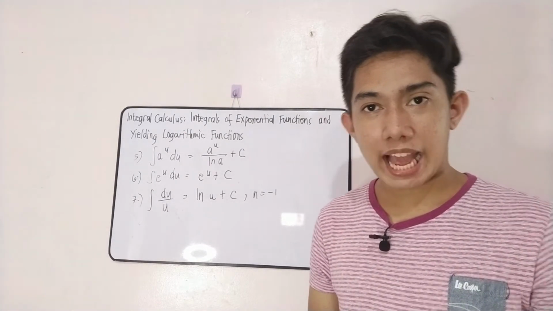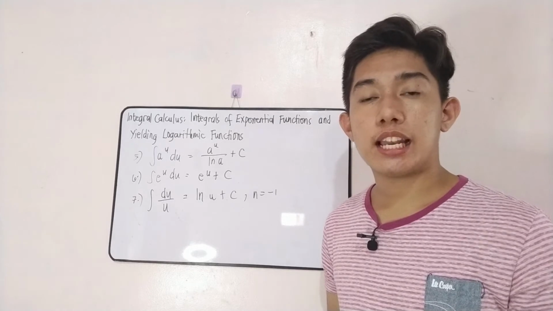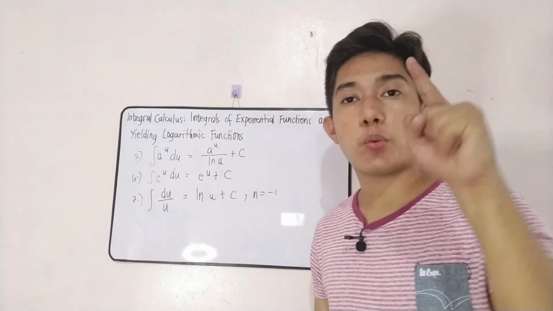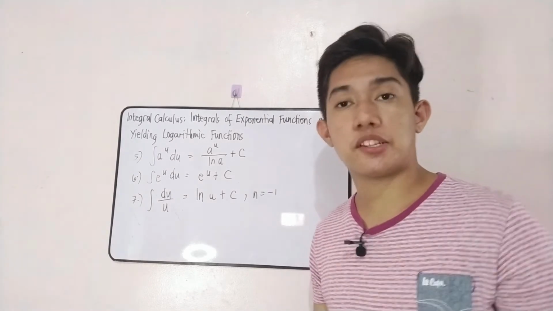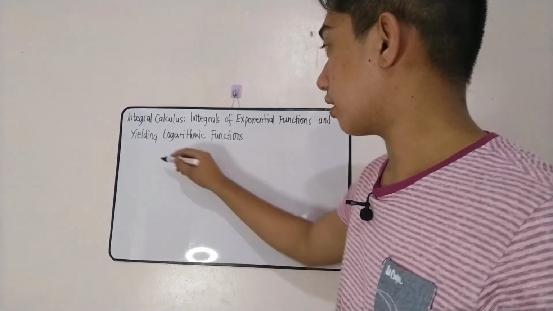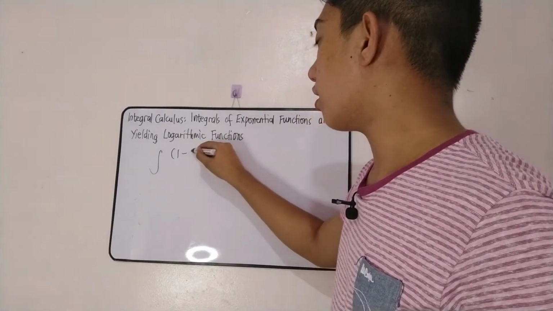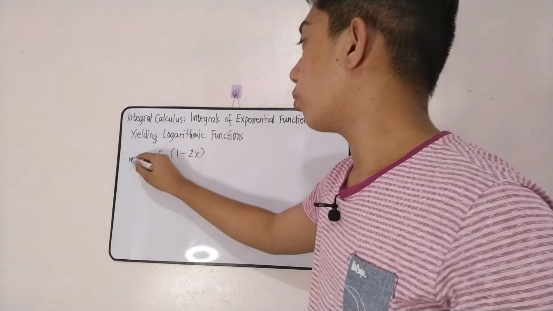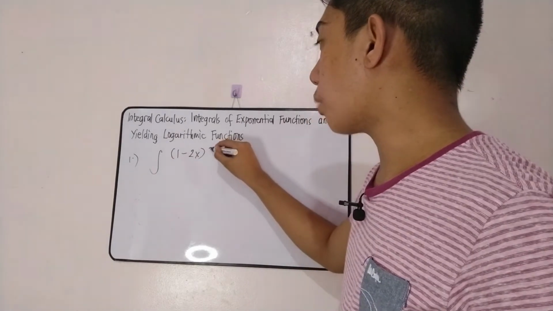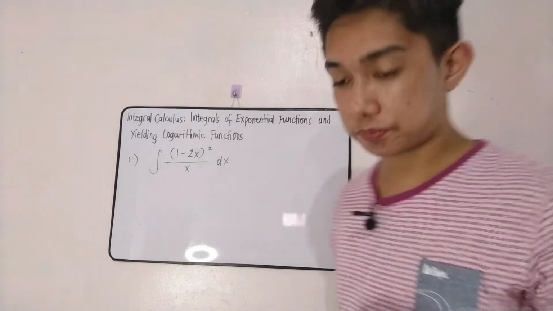So, we will just solve a few problems. Then, I will give you a quiz for you to practice. Okay? So, the first example is the integration of the quantity 1 minus 2x squared all over x dx.